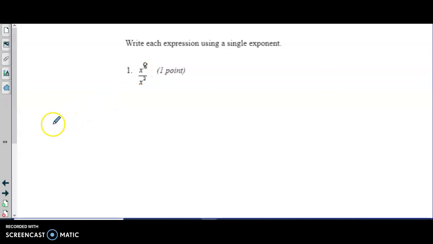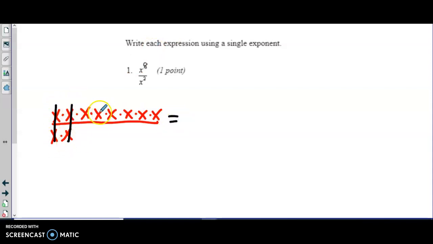So on the top here, we have x to the 8th power. That tells us that we are multiplying x 8 times: 1, 2, 3, 4, 5, 6, 7, 8. On the bottom, we have x squared. That means we're doing x times x, 2 times. And then you can cross out whatever's the same on the top and the bottom. And so this leaves you with 1, 2, 3, 4, 5, 6 x's in the top. So our answer would be x to the 6th power. That's the way that will always work.